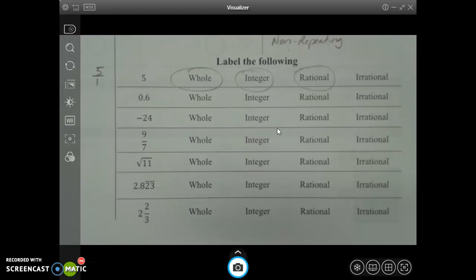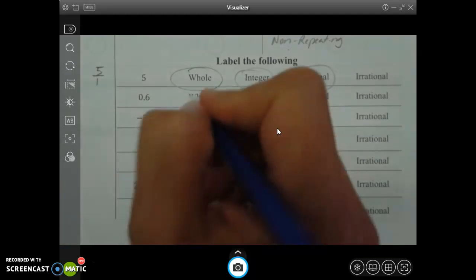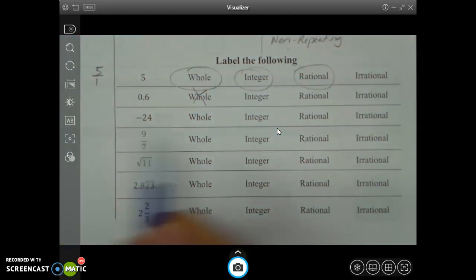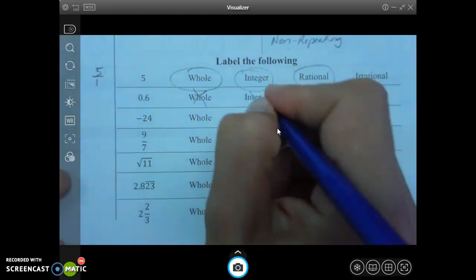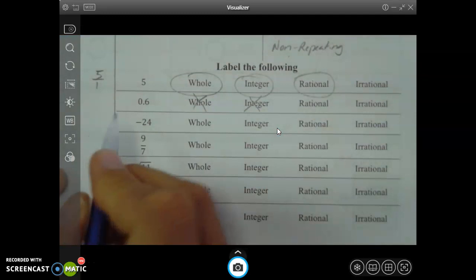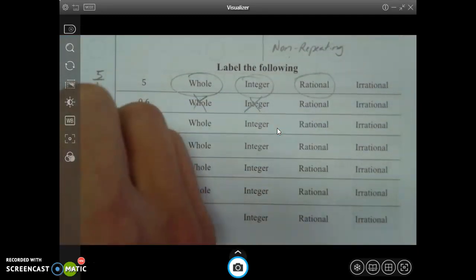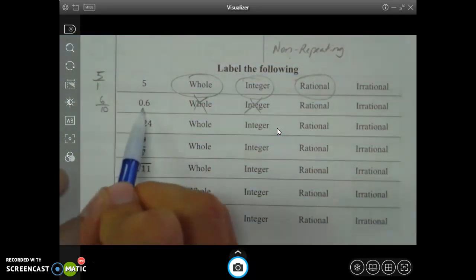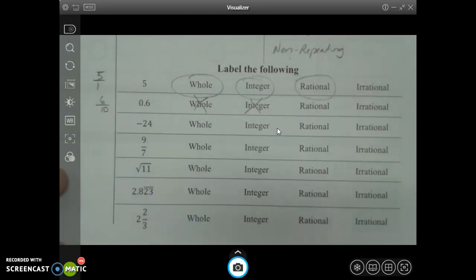How about 0.6? Is that a whole number? No, a whole number has to be whole, like 1, 2, 3. Is it an integer? The only difference between an integer and a whole number is that an integer could also be negative. So it is not an integer, but is it rational? Could I express that as a fraction? Sure, this is 6/10, right? Also as a decimal, it terminates. It's just 0.6. So that is a rational number.